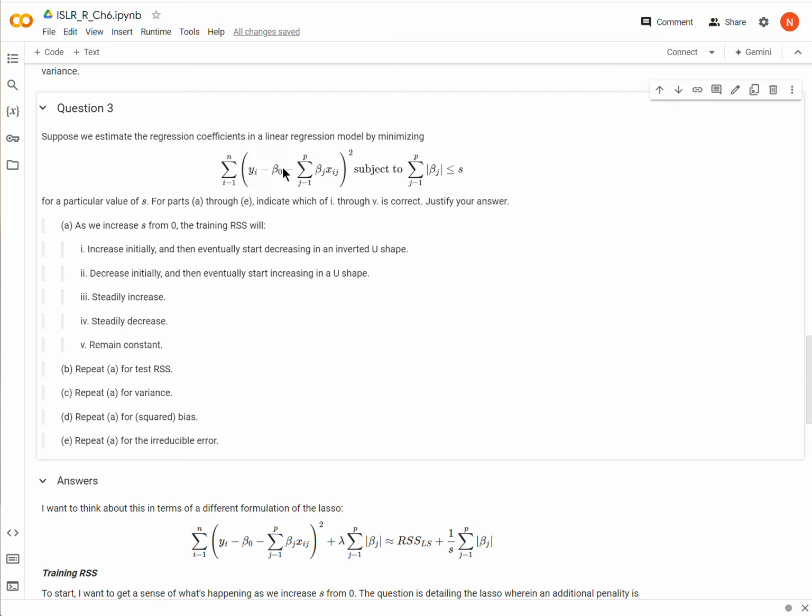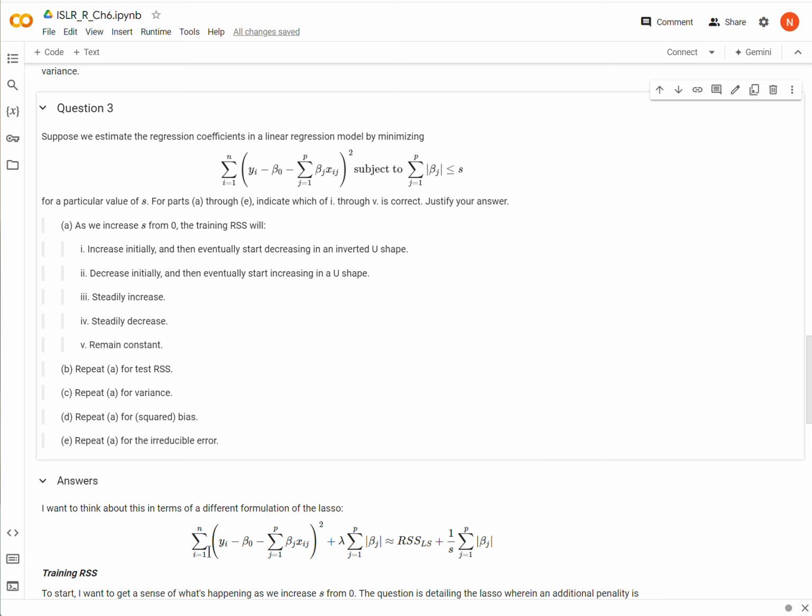If we were just doing straight least squares, we would minimize the residual sum of squares. So we're finding beta naught and the beta j's that minimize that quantity. And then we're also adding this additional constraint, where the sum of the absolute values of the beta j's is less than some value s. When we add this penalty to our least squares fitting algorithm, we are performing the lasso.